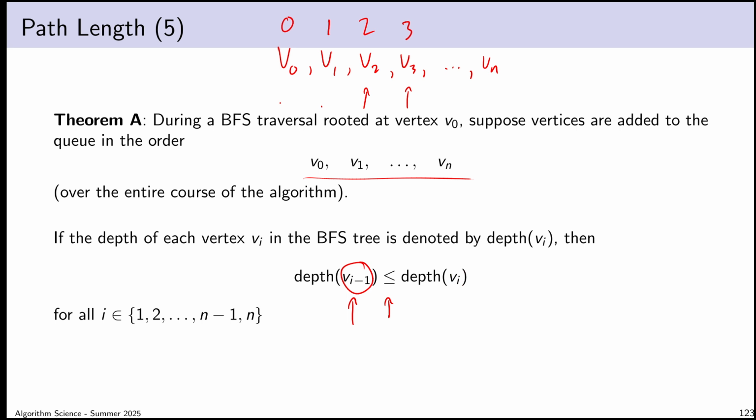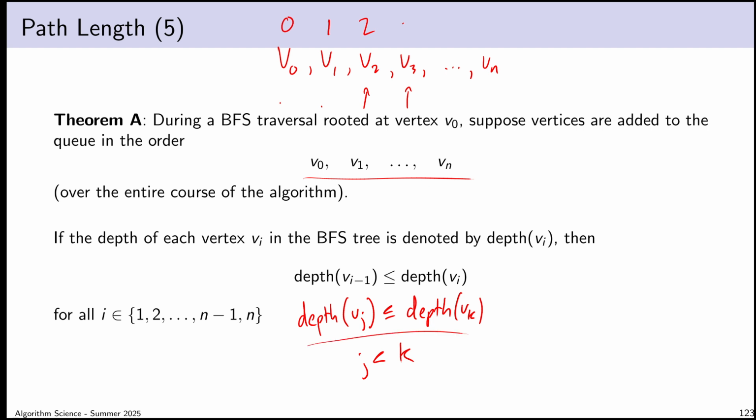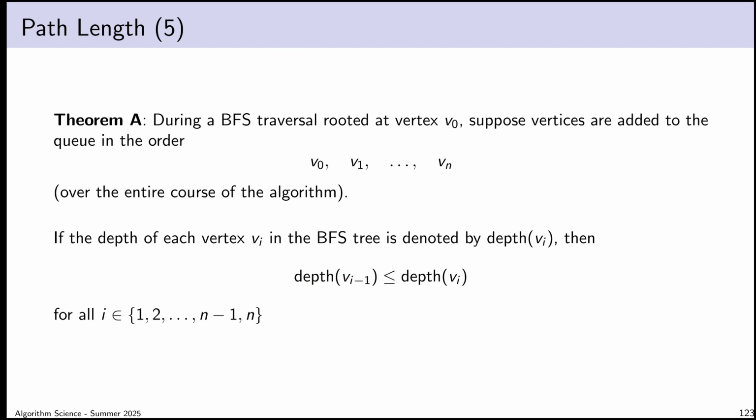And of course, this observation generalizes. So what this is really saying is that, moreover, the depth of, let's say, v_j is less than or equal to the depth of v_k in any case where j is less than k, basically. That goes in both directions, actually. If I notice that the depth of v_j is less than the depth of v_k, then I can say that vertex v_j had to have a lower number, so j is less than k in that case. Okay, so that's the point of theorem A.